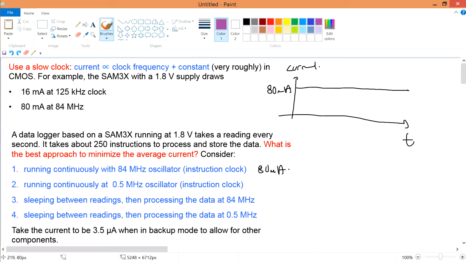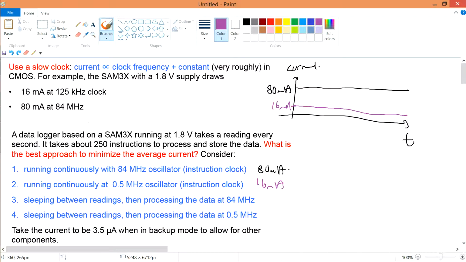For the second one, it will run continuously at 0.5 megahertz. So 0.5 megahertz is 16 milliampere, running continuously as well. As you can see, the lower your clock frequency, the lower your current consumption. Megahertz is times 10 to the power of 6, while this one is times 10 to the power of 3. So the lower your frequency, the lower your current consumption will be.